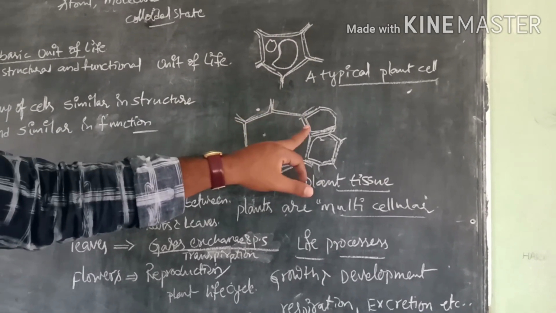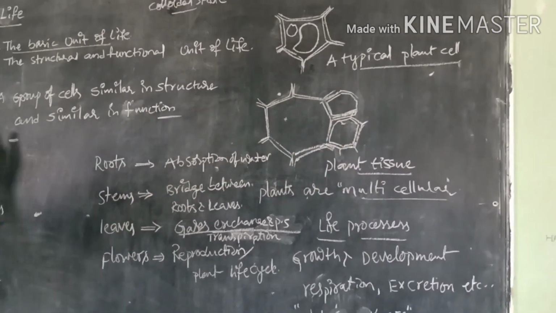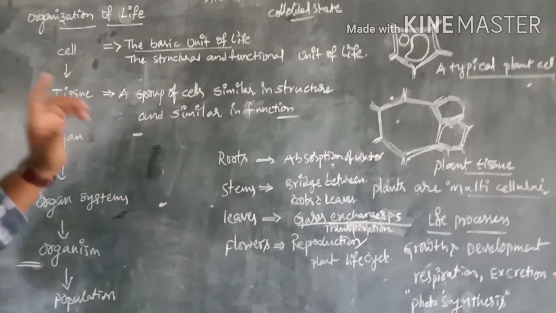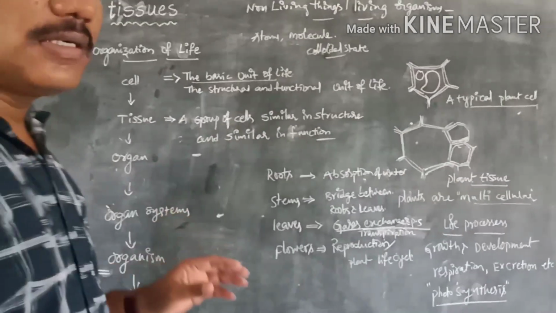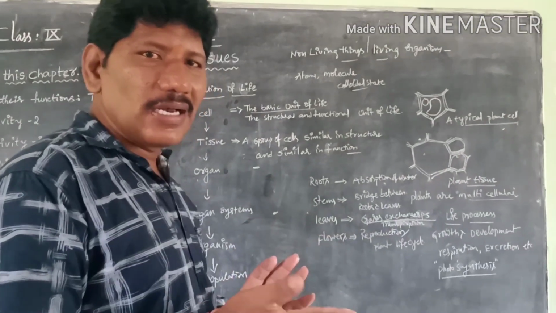Next, a number of plant cells make a tissue. So now we would like to give the definition for tissue. A tissue is nothing but a group of cells which are similar in structure and similar in function.